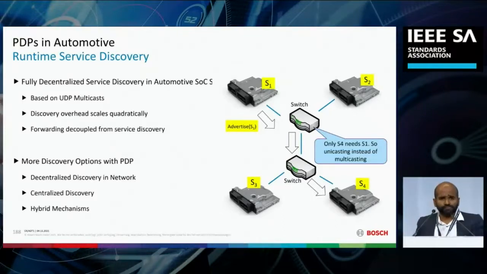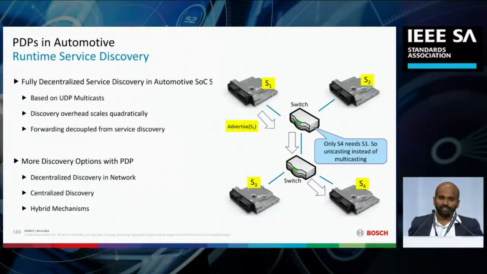So in the next few slides, we tried out some use cases from service-oriented communication. We took some IP and DDS as reference and tried to implement different scenarios. The first one was runtime service discovery. As I mentioned, because the service-oriented communication middlewares are completely distributed in the end systems, it's rather inefficient when it comes to distribution of this service discovery information. Usually it's done using UDP multicasts.